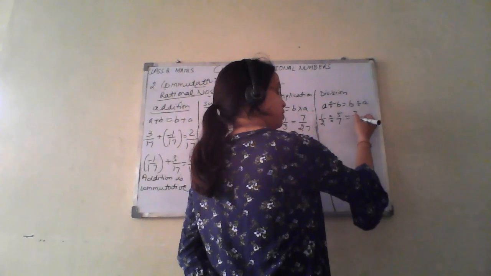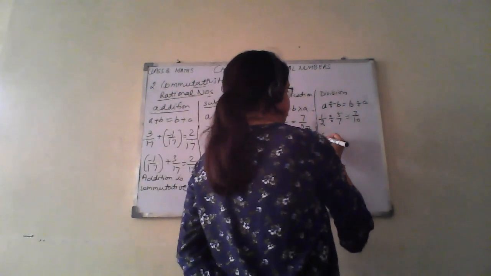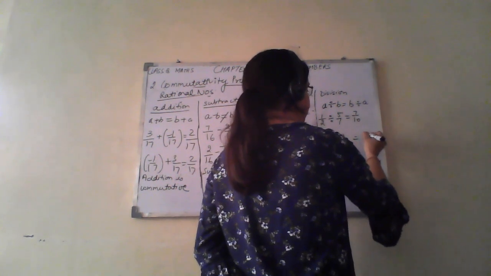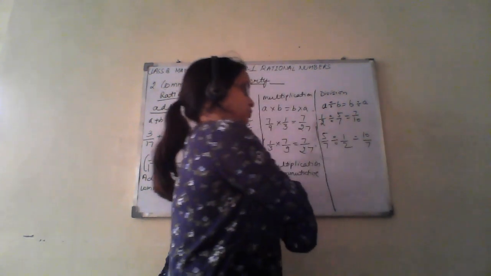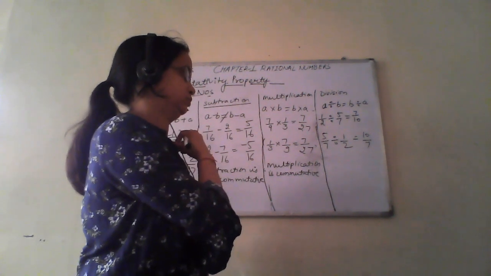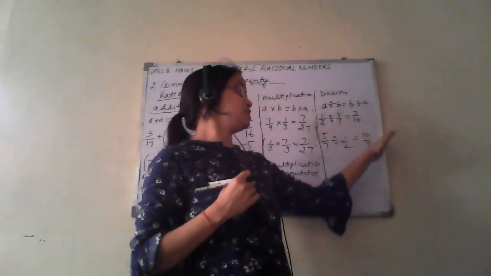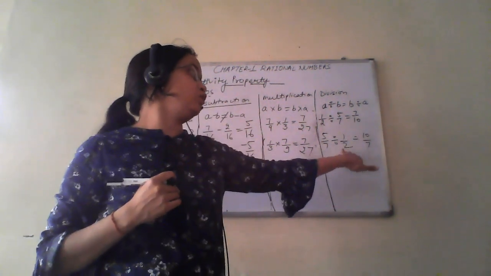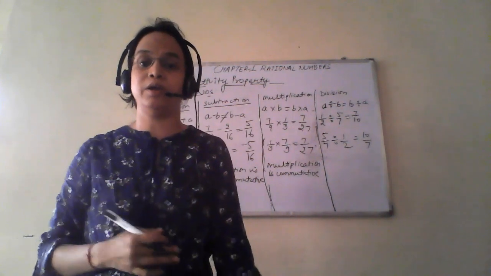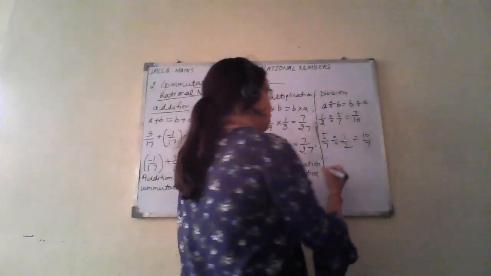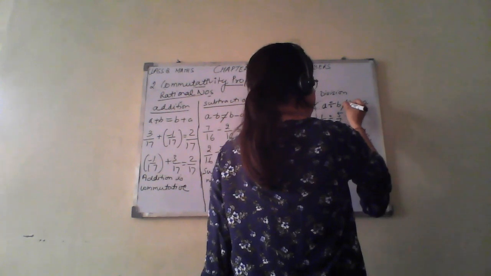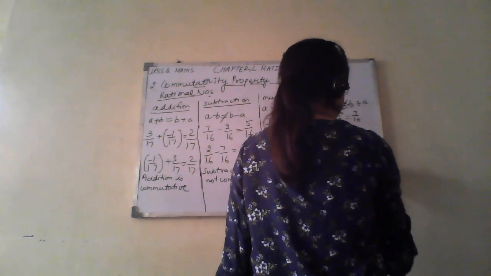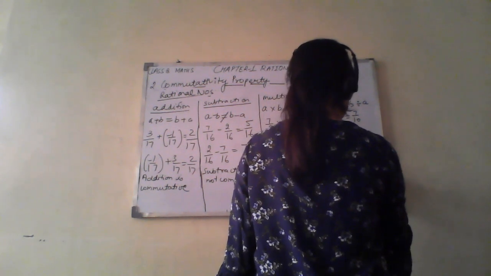Answer will be 7 upon 10. So do you think these are the same? These rational numbers are not the same. So from this we can conclude that division is not commutative in case of rational numbers.